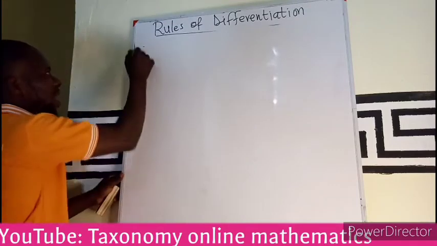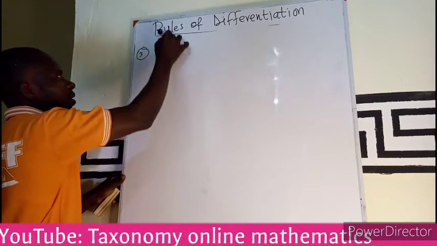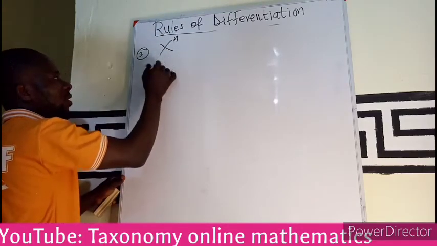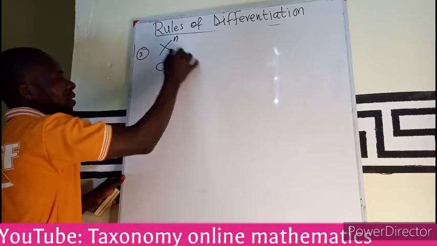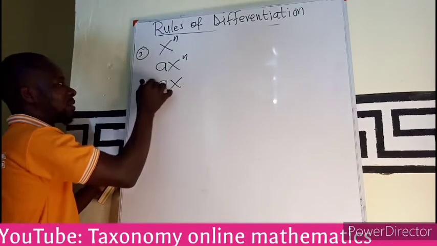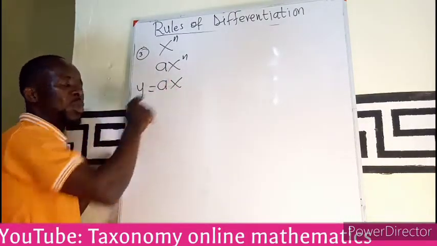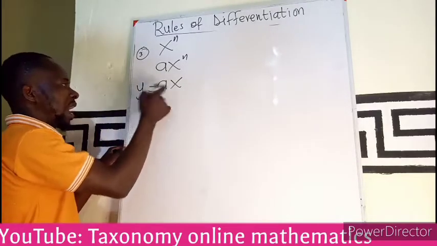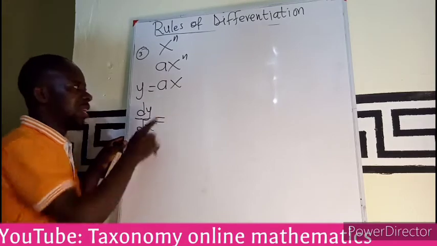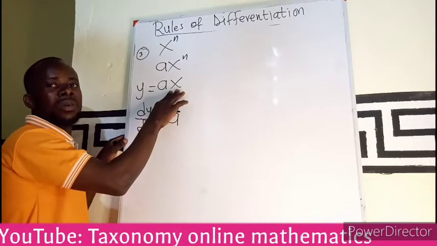Number 3: if I have also this function, this is the first one, a is the second one. Now, if I have this, whereby the x has no exponent, your dy dx is just going to be the value of a. The exponent is gone.